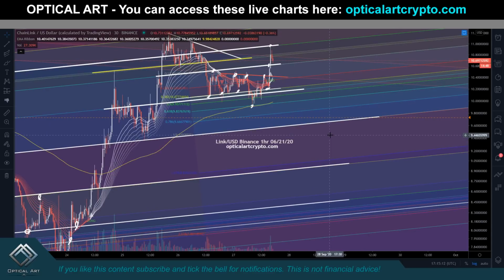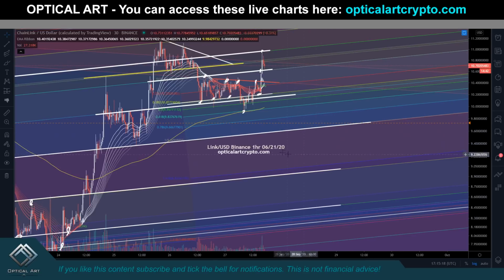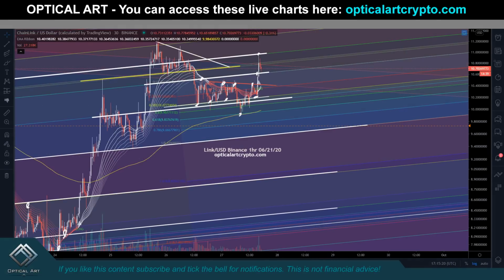I did cover that in that tweet. But I will update this chart and let you know. I'll have the price labels where I'm buying in. So I just want to show you that for Chainlink.